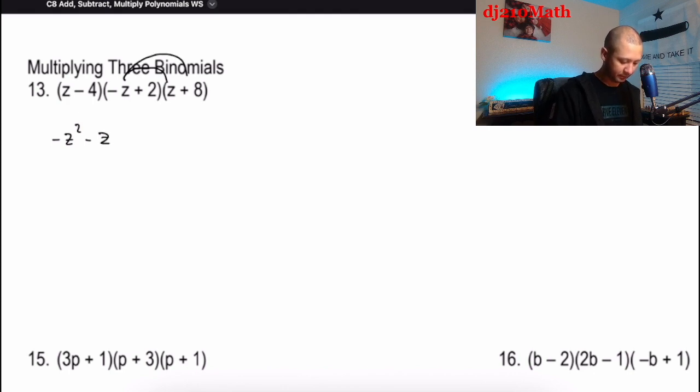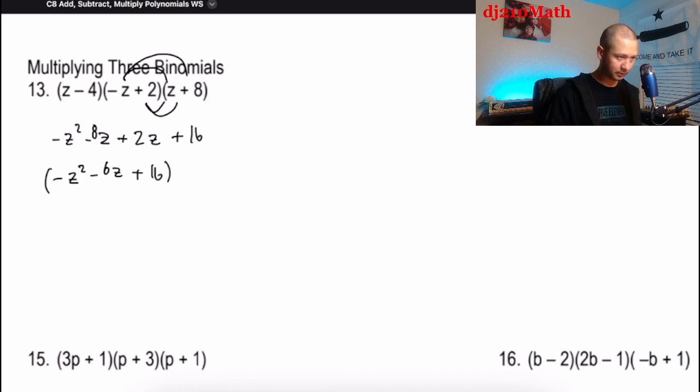Negative z, 8, plus 2z, plus 16. Okay, typically you'll always combine two terms here. This is going to be negative z squared minus 6z plus 16. All right, and this is going to get multiplied against z minus 4.